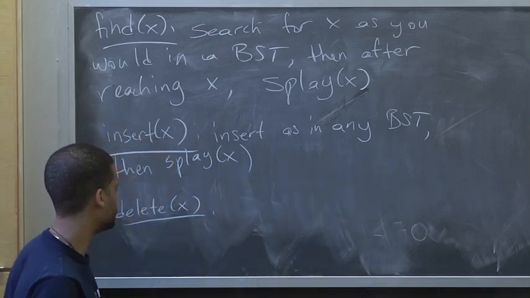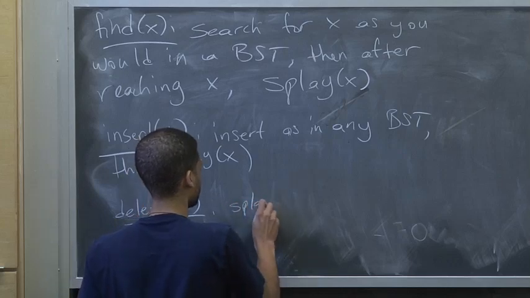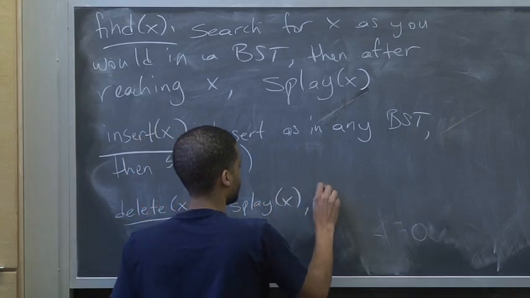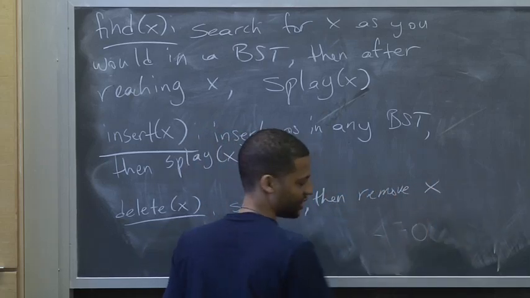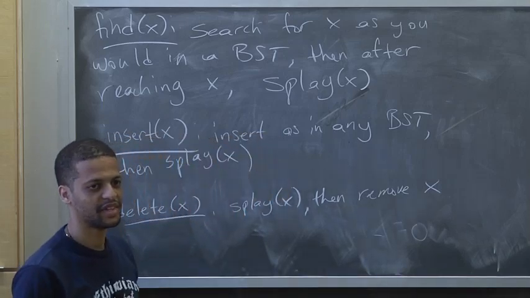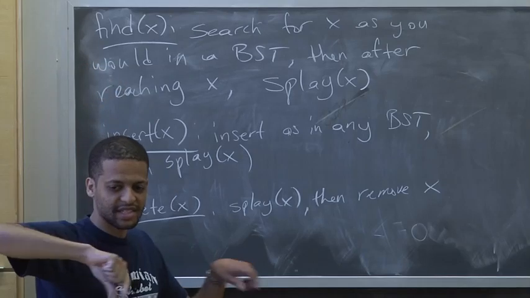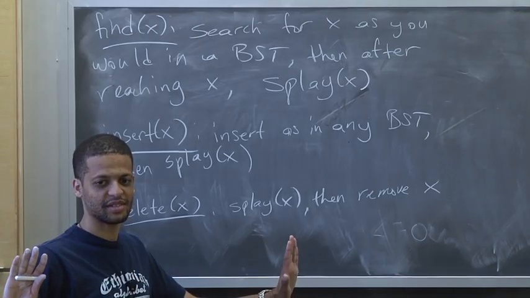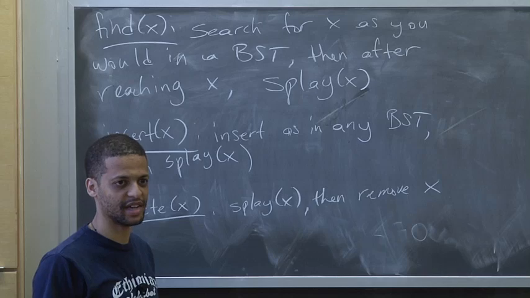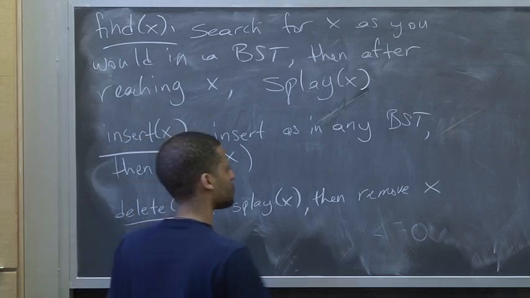There are several ways you can do delete. One way is splay X, then remove X from the tree. Okay, well, when you splay a node and it's the root and now you remove it, if it had things in both its subtrees, now you have two different trees. And you want to make sure that you have one tree at the end of the day, right? One binary search tree. So what do you do?